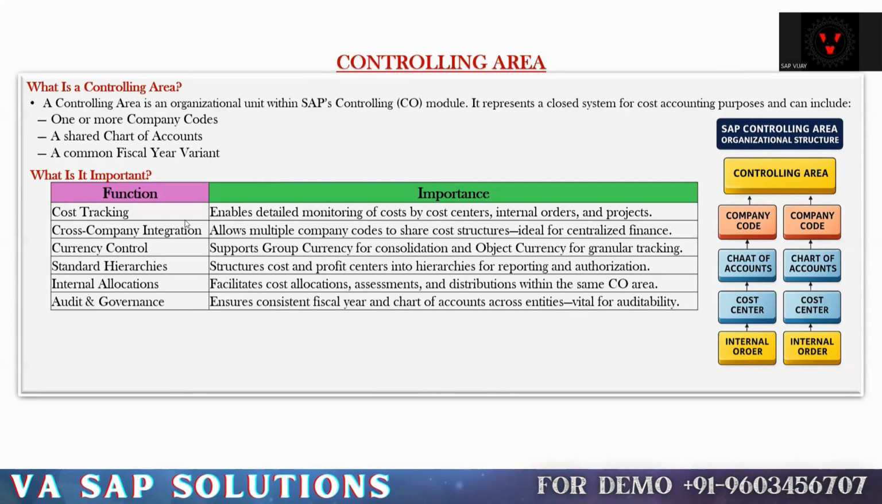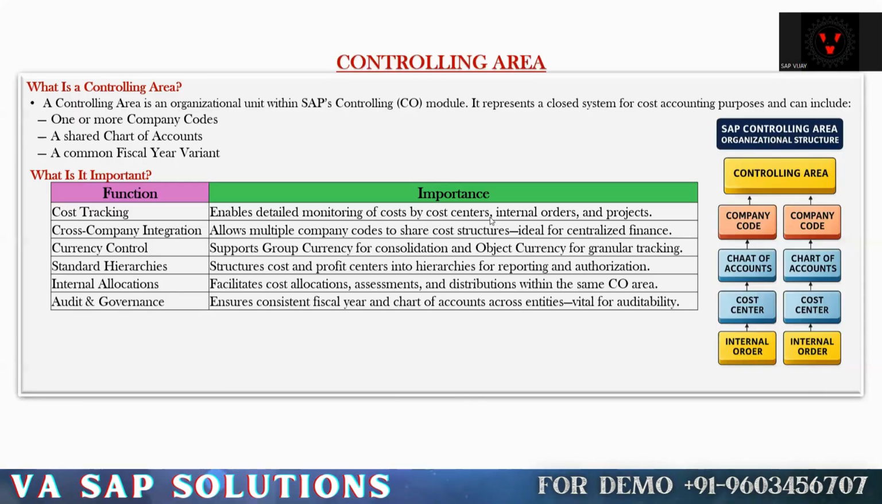So cost tracking enables detailed monitoring of cost by cost centers. Whatever products we are incurring cost on, that is recorded under cost centers. Whenever you are posting some expenses, you maintain cost centers so that they can report to the controlling area, and based on that we can monitor the cost.